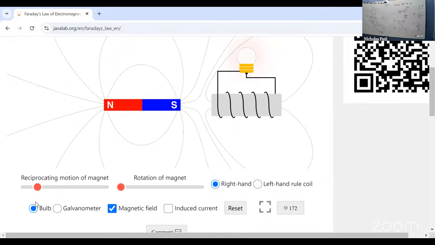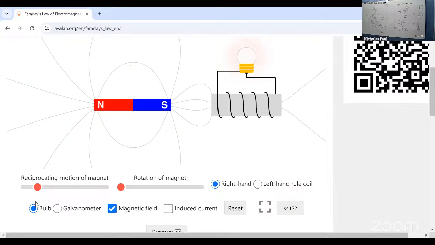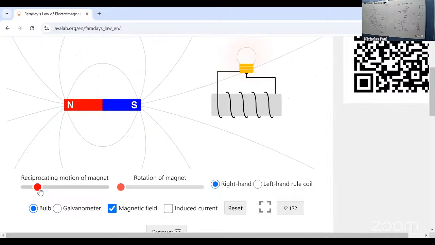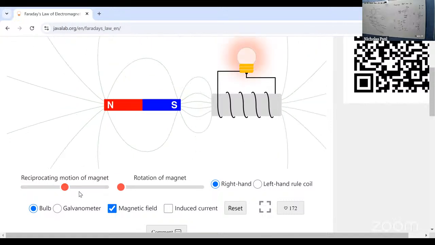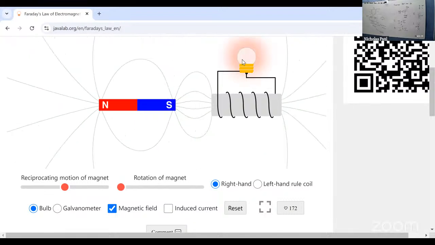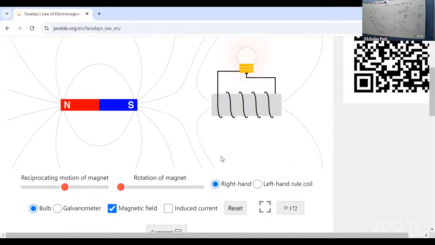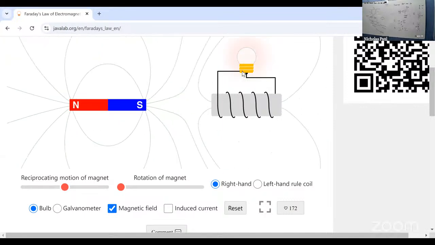Slow. Real small current. See the little red dots around it? And if I allow it to go faster, what's happening here? See the bulb a little bit brighter. Watch around the bulb. You see some red dots? Yeah. So the faster the magnet moves in and out, the bigger the current.